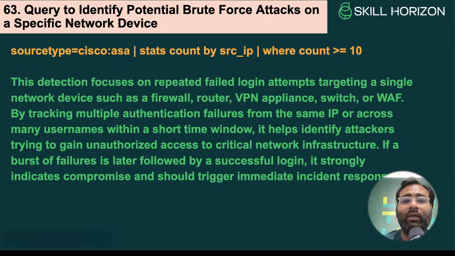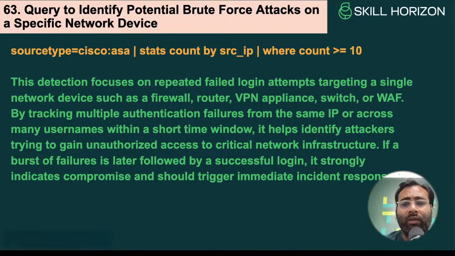The next query will be the query to identify the potential brute force on specific network devices. Previously, we talked about the brute force on a web server, on a single web application, on a single IP, on a single port, on a network service. Now we are identifying a network device. So if in your network multiple network devices are used, then you can use this query, selecting the source type of that particular network device to identify the potential brute force attack.